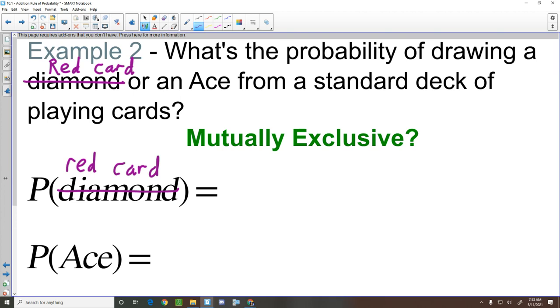Are these events mutually exclusive? Or could they both occur at the same time? Could I draw a red card that's also an ace? So these are not mutually exclusive events, right? Because they aren't occurring separately. They could both occur at the same time because there are some aces that are red. So we have to consider that overlap.